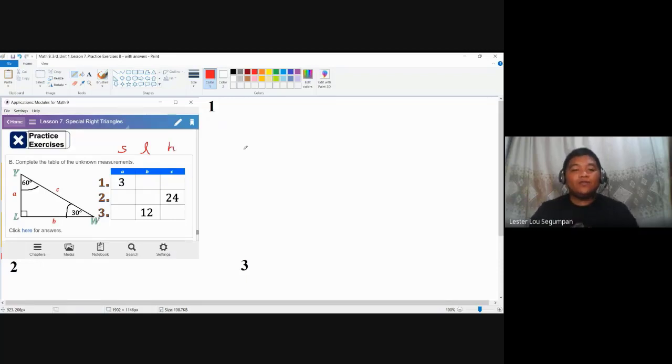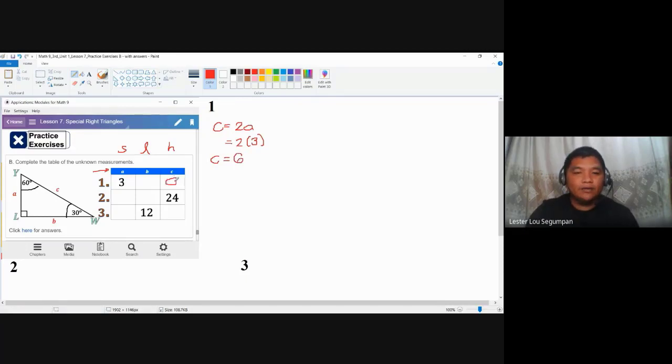Now, to solve for the remaining sides from the shorter side, there is a shortcut for this. Let's look at the hypotenuse first. The hypotenuse is the double of the shorter side. In this case, we are going to use these variables here so that we will not be confused. C is equal to twice the value of A. If our A is 3 as given in number 1, the value for our C in number 1, which is the hypotenuse, is 6.